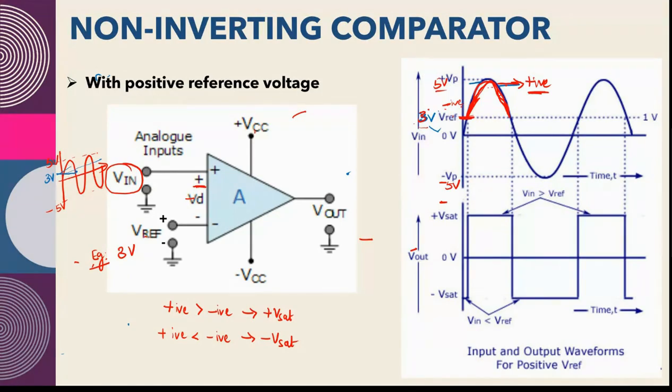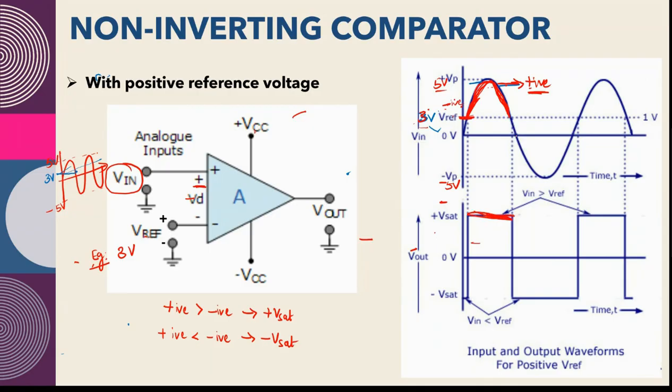Can someone tell what is the output? When positive becomes greater than negative, what will be the output? When positive becomes greater than negative, the output will be plus Vsat.